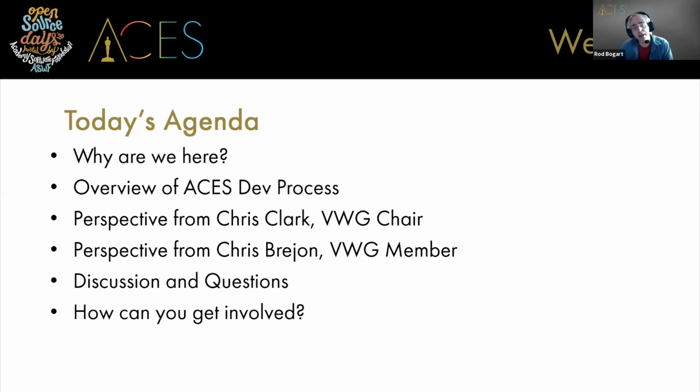of the projects that is under the foundation. The plan for today is that we're going to go over a lot of that development process with Scott Dyer from the Academy, and then Chris Clark from Netflix is going to be speaking from the point of view of a virtual working group. That's what VWG stands for, as a chair. And then the perspective from Chris Brejon, who's a member of the virtual working groups. He's going to talk a little bit about how that worked and what it's like to be involved in ACES as a participant. And then, of course, we'll have Q&A at the end.